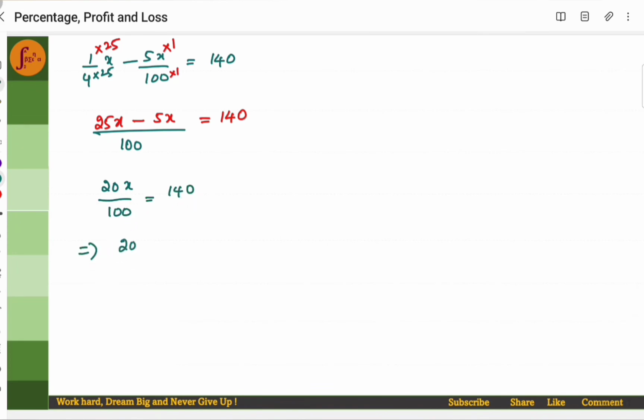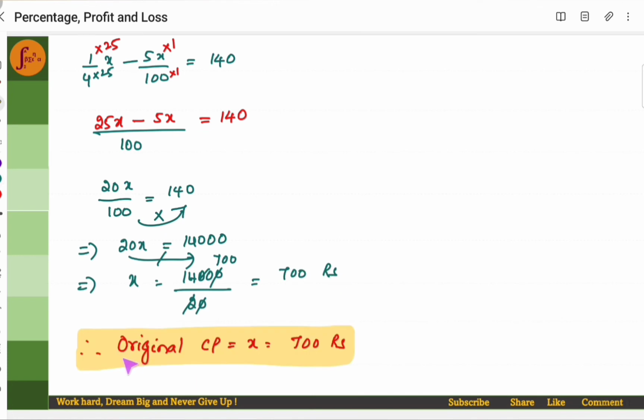Therefore, 20x, I'll shift this here, so it'll become multiplication: 140 into 100. And therefore, x is equal to, I'll shift this below, so multiplication will become division. So by 20, this will get cancelled. I'll get 700 rupees. Therefore, the original cost price, which is x, is equal to 700 rupees.